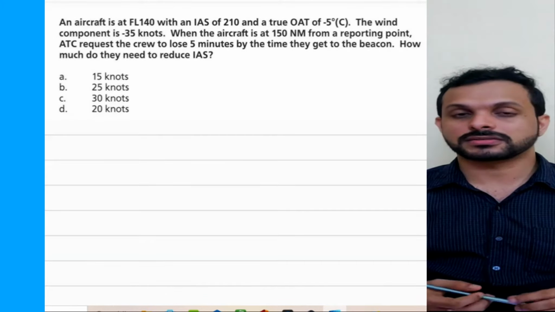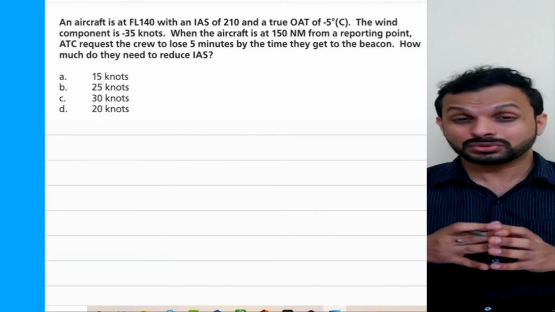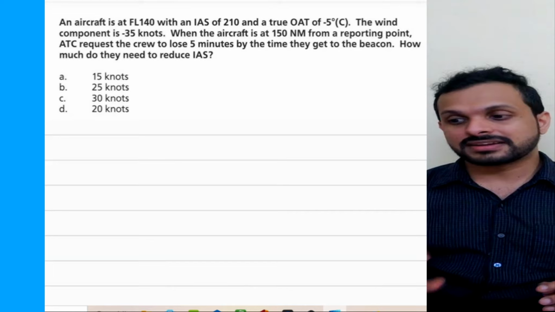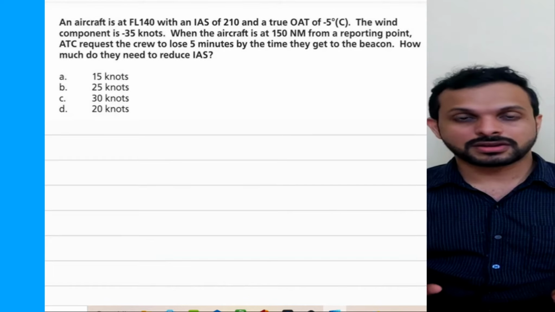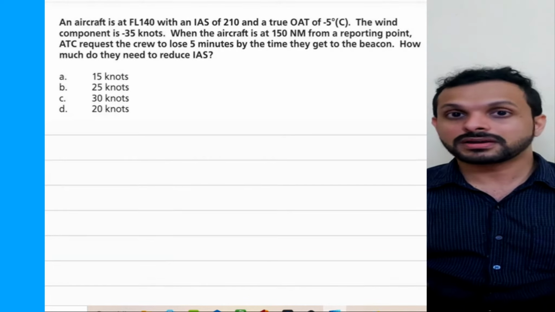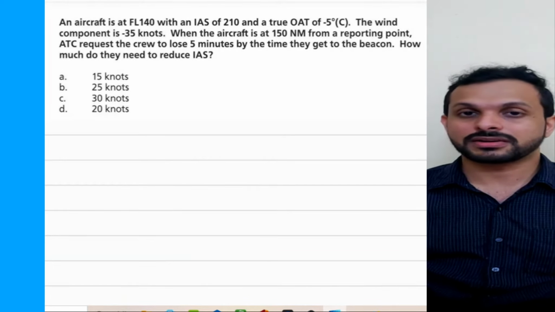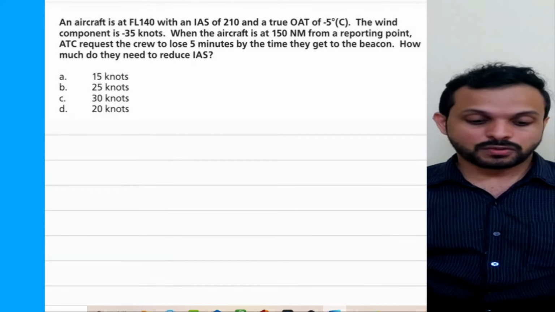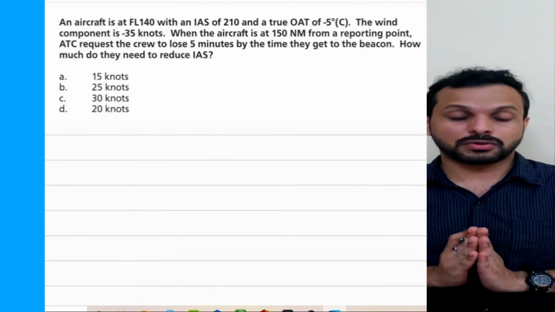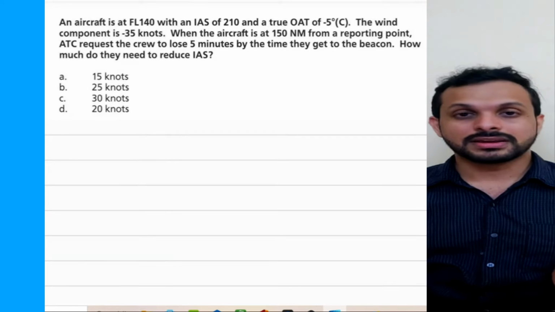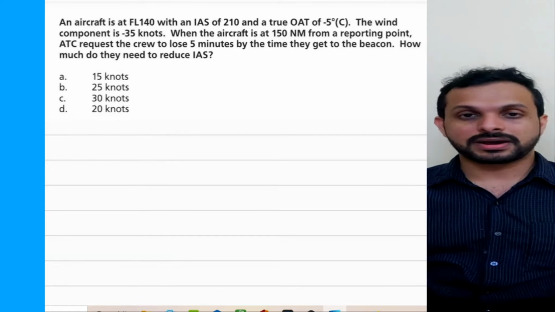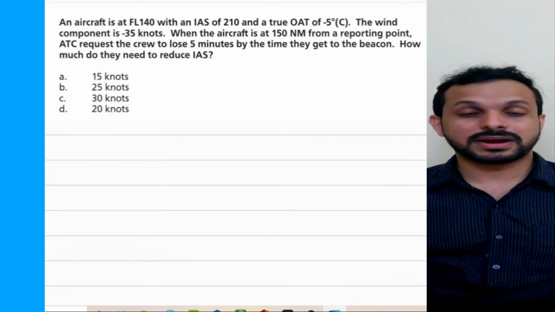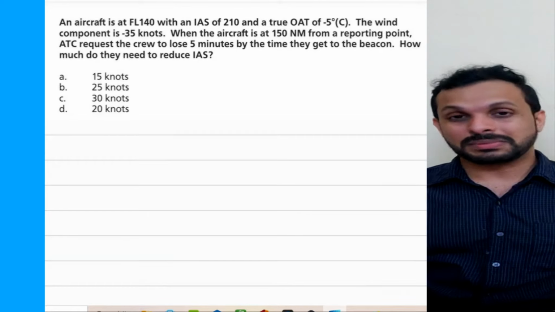It's a very common practice whenever air traffic control needs to sequence you. One of the techniques that they use is time-based separation. And they can ask you to be early by a certain amount of time or be late, or to keep up your speed and be on time, right? So the question here is, how much speed should you actually reduce so that you can be delayed by a fixed amount of 5 minutes by the time you get to a reporting beacon?